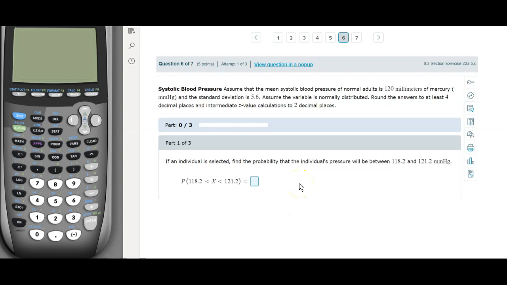Hey guys, so in this question we are looking for the probability of the individual's blood pressure being between 118.2 and 121.2, which is this expression over here. If we read clearly, we can see the mean of systolic blood pressure is 120, and the standard deviation is 5.6.